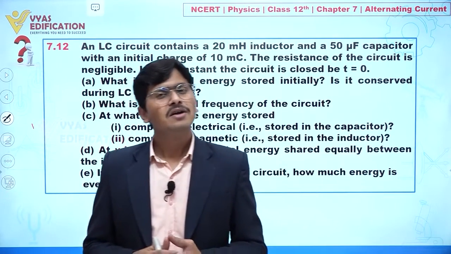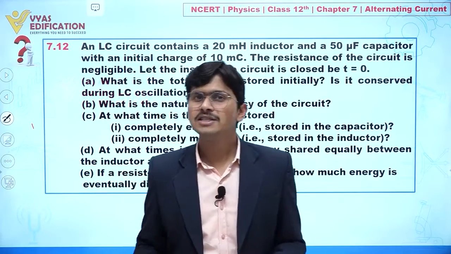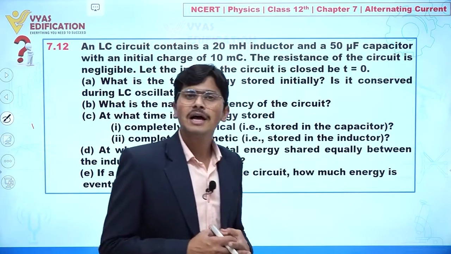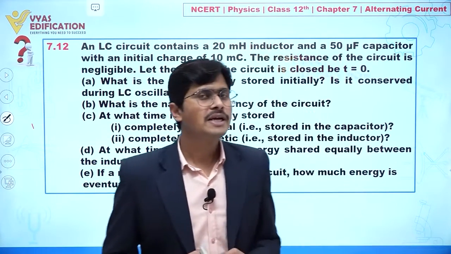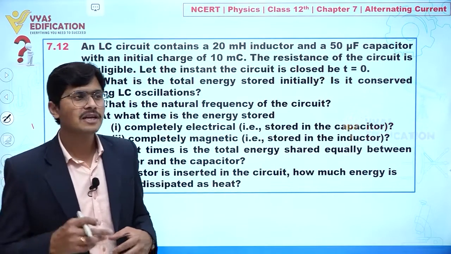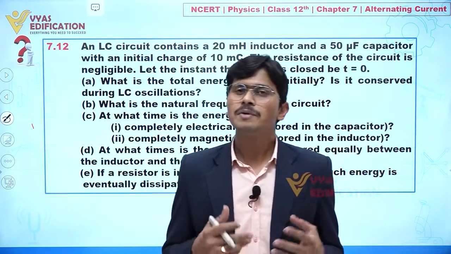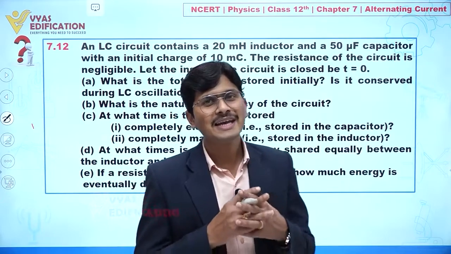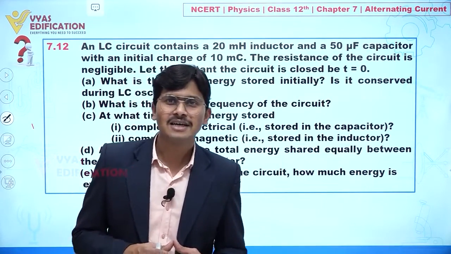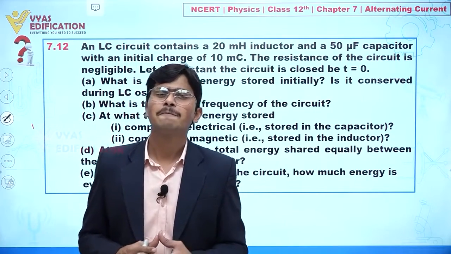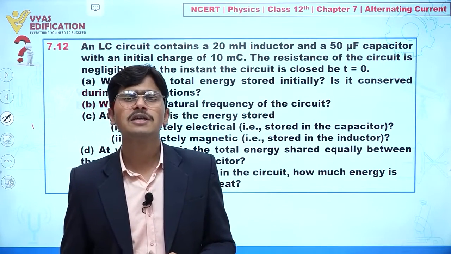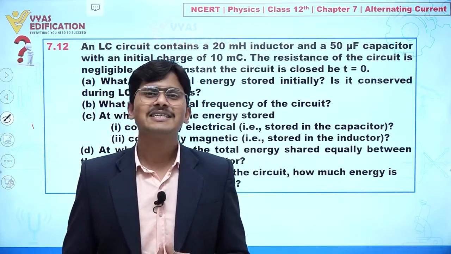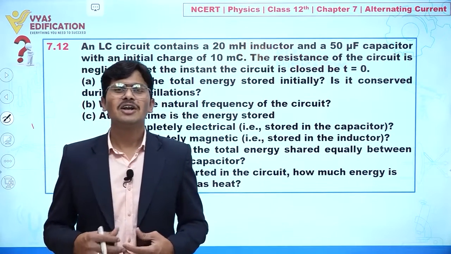Listen carefully. In LC oscillation, the total energy is conserved because no resistance element is present. But when resistance is present, whenever charge flows, some heat will be generated, and slowly the total energy decreases, until at one time all the energy is dissipated in the form of heat. So if you connect a resistor, you will not find LC oscillation, or if you do, the magnitude slowly decreases and finally all energy is converted into heat. So this is all about this question.